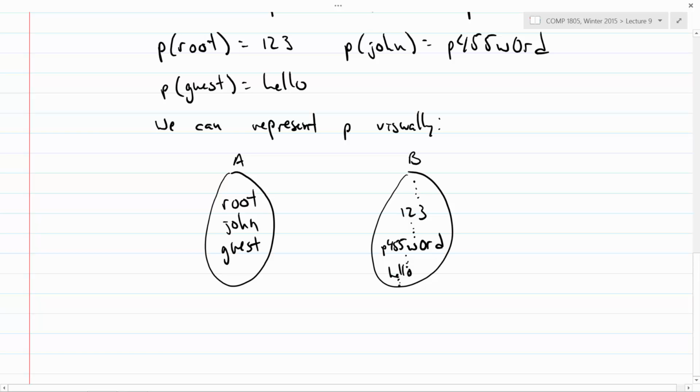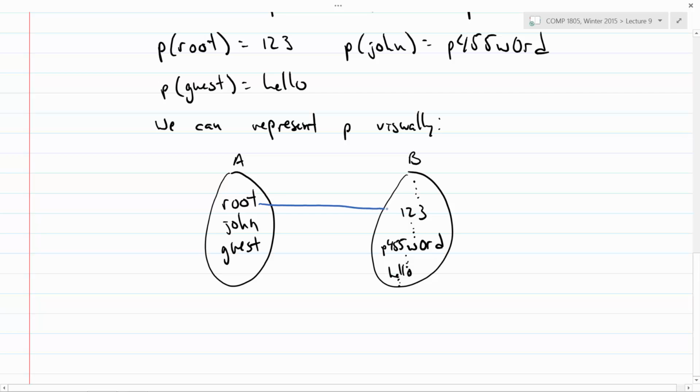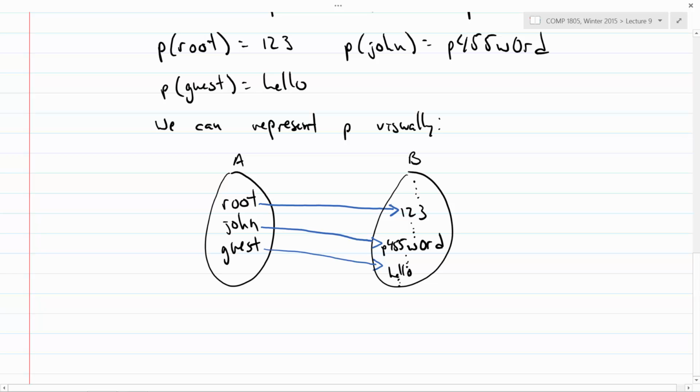And the function looks like this. It takes root, the input, to 123 as the output. It takes John, the input, to P455W0RD as the output. And it takes guest as input to hello as the output. All right, so one way to represent a function visually is to draw a diagram. And these arrows here, these blue arrows, those really define what the function does.